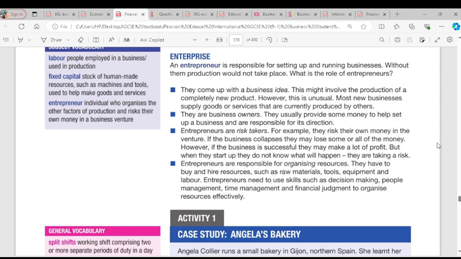Two, they are business owners. They usually provide some money to help set up a business and are responsible for its direction. So they are the owners. They direct the business. They bring out the money to put into the business.